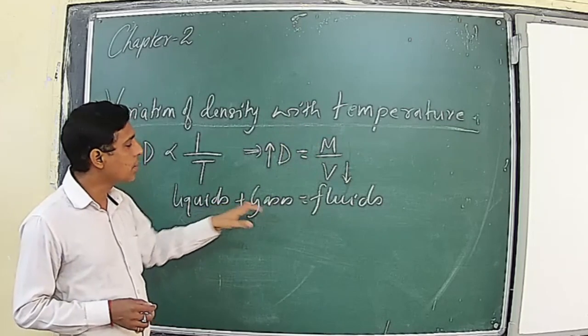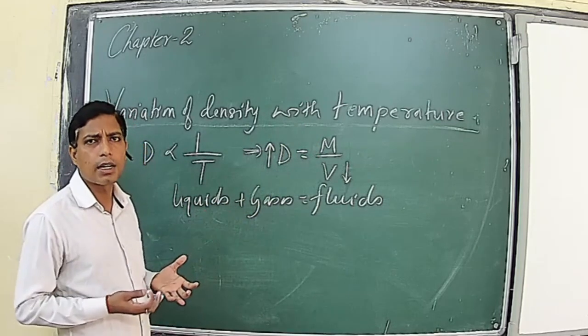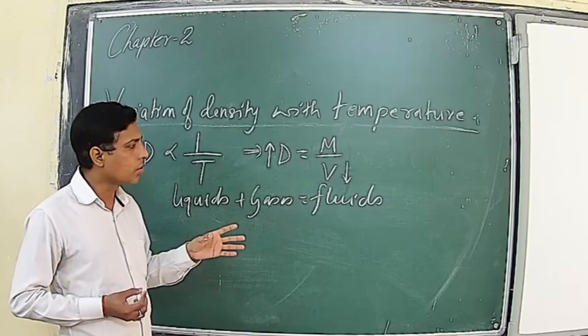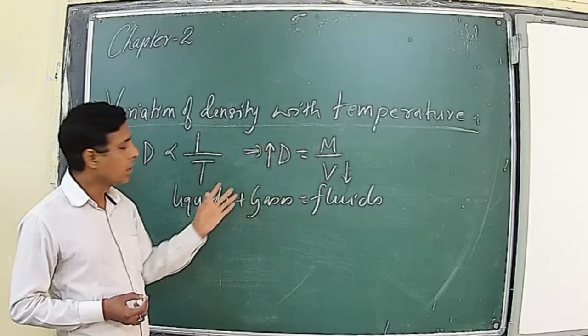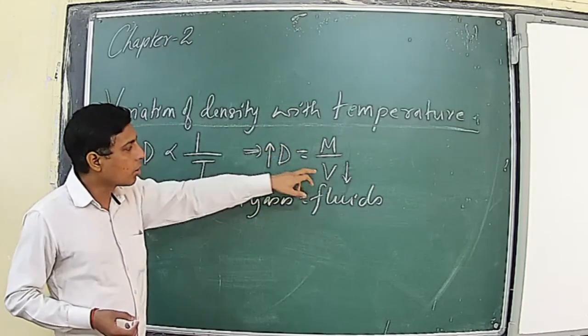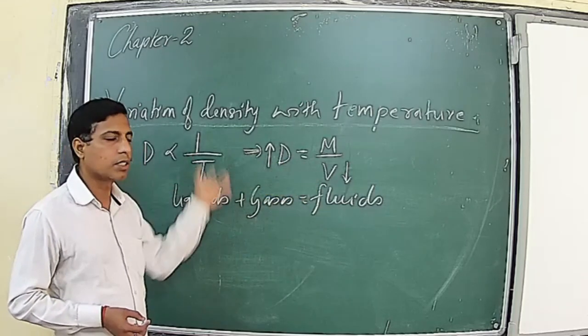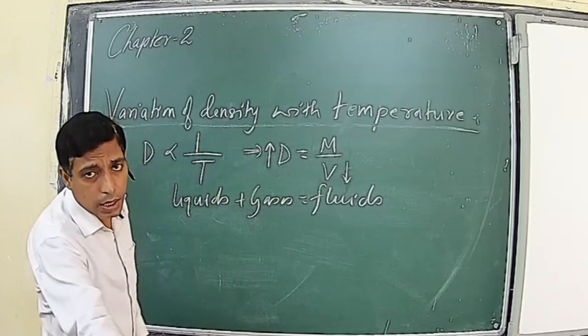But in liquids and gases, the molecules are held very loosely, with a very weak intermolecular force of attraction acting between two molecules. So with a little change in temperature, they undergo expansion, and their volume starts increasing. As a result, their density starts decreasing, and vice versa. So this is the variation of density with respect to temperature.